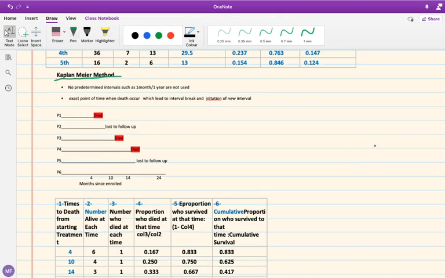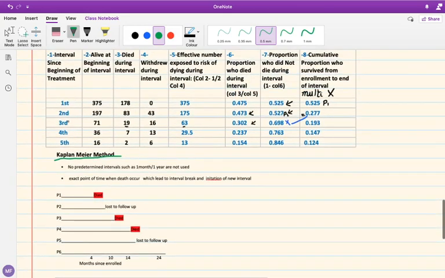So basically the Kaplan-Meier survival curve works on two things. That is, there is no predetermined interval such as 1 month or 1 year to be used, as you have seen over here with the 1st, 2nd, 3rd, 4th and 5th year. Basically, Kaplan-Meier is an event-based survival curve, and the exact point of time when a death occurs leads to the interval break and the initiation of a new interval. Since it is not using a regular interval time frame of 1 month or year as we have noticed over here, what it is doing is using the time points where the death or an event has occurred.